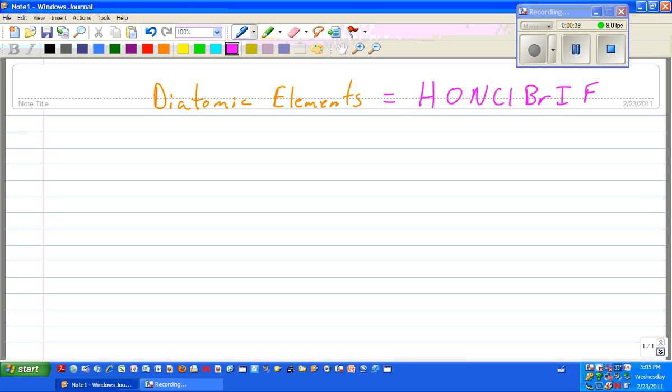They don't like traveling alone, they travel in pairs. So whenever you see these written as an element, or in their elemental form, such as hydrogen. If you see something written as hydrogen, rather than being H, it would be H2.